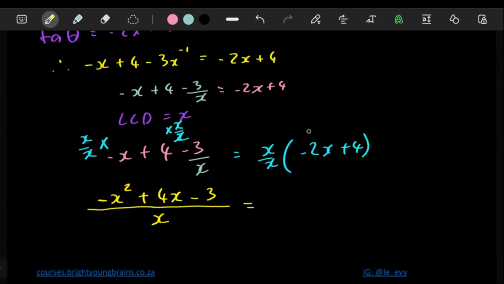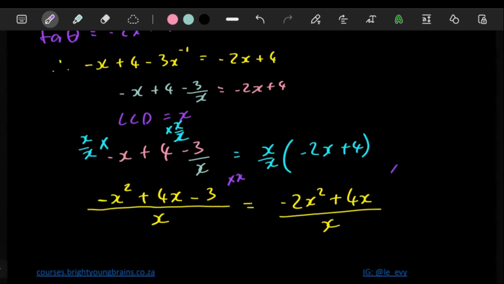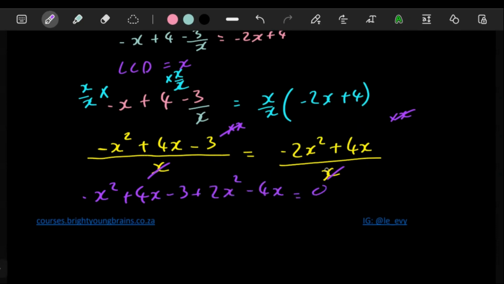And then this is equal to, if you multiply inside, you're going to get negative 2x squared plus 4x, the whole thing over x. But obviously you want to get rid of the denominator, so on each side you're going to multiply by x, and then you end up with negative x squared plus 4x minus 3. Let's take this to the other side. You're going to have plus 2x squared minus 4x equal to 0.